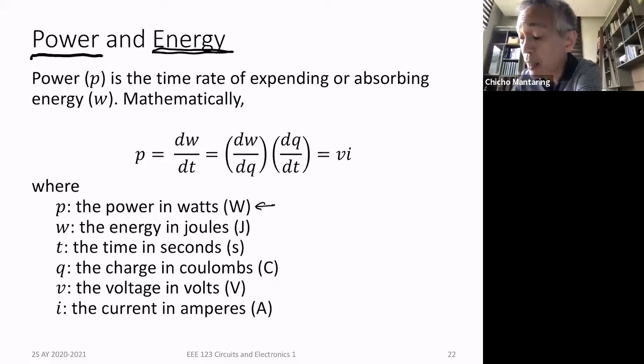Now remember that dW/dt is equal to dW/dQ multiplied by dQ/dt. This is V and this is I, and therefore power is just the product of voltage and current. The product of voltage and current is power. Again, the unit is watts.